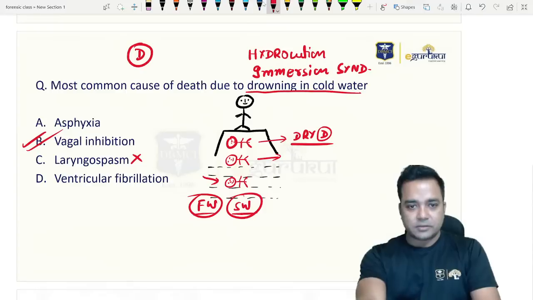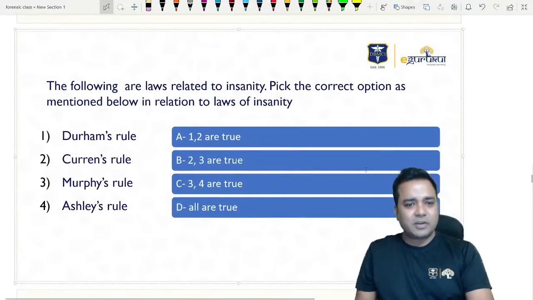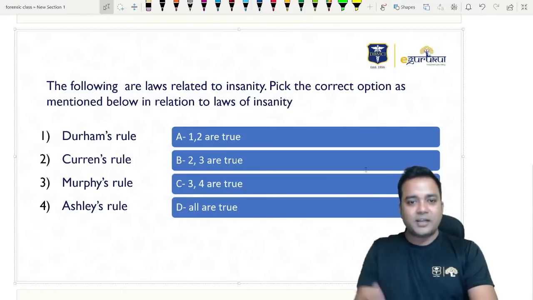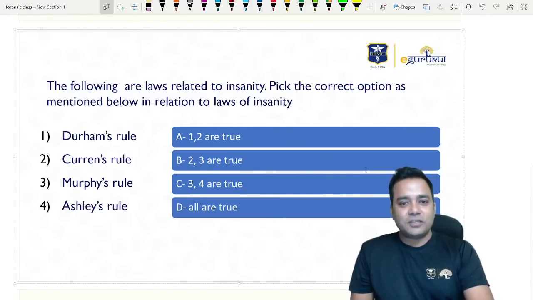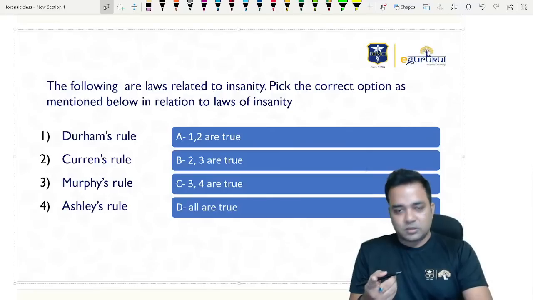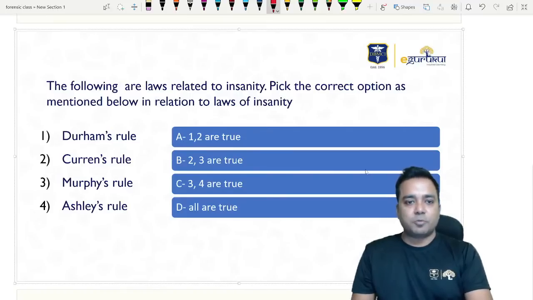And you got one question. It was again a baby question. Actually, we cannot say baby for this one, we can say a moderately moderate question. This is actually a repeat question, a recent repeat from the INI-CET exam itself. The following are laws related to insanity. Pick the correct option as mentioned below in relation to laws of insanity.